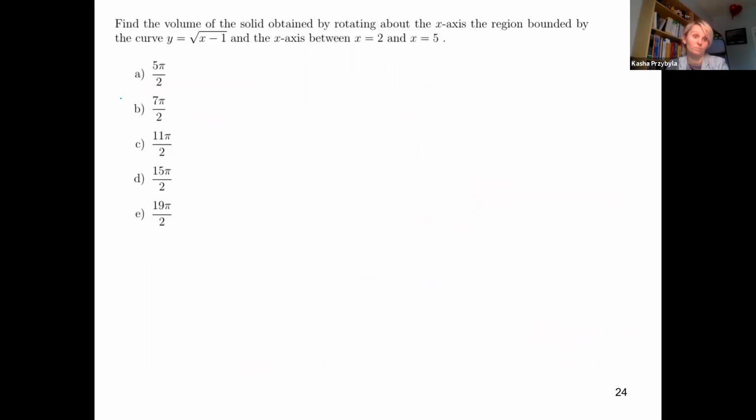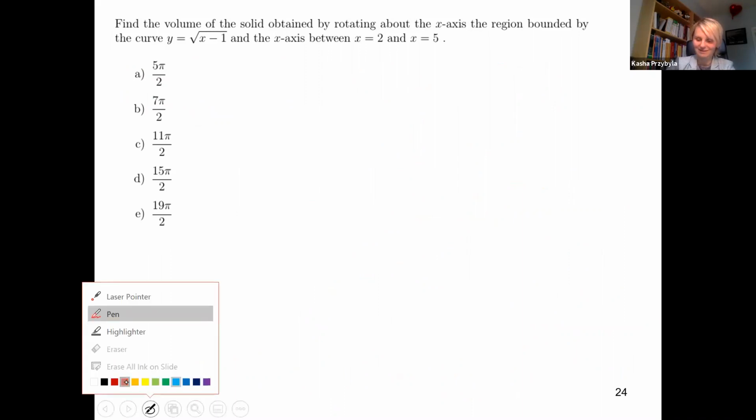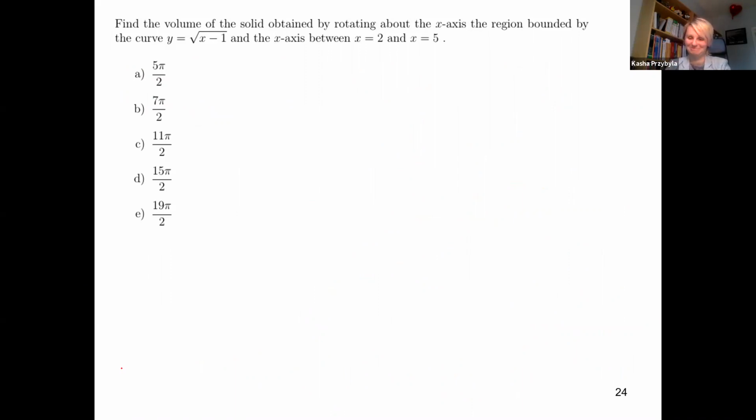Now volume. That means you can expect 2 questions from the area, that's what I just solved, 2 questions from the volume, and then we will see. 2 questions from work, section 5.4, and 1 question on pressure. Okay, and you will ace it.